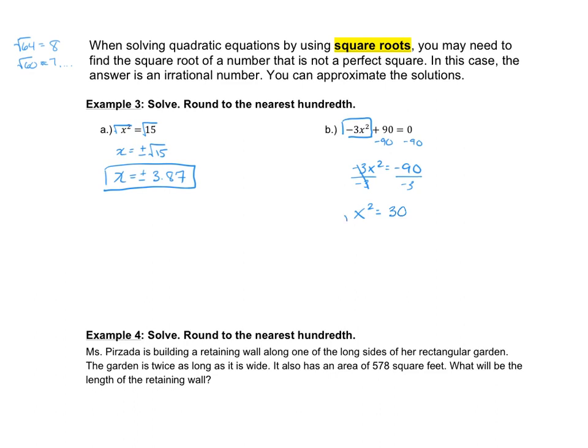Now to cancel the square, I'm going to square root both sides. So I get x equals plus or minus radical 30. But then if I round that to the nearest hundredths, then x is approximately, that's an approximately symbol if you want to use that, plus or minus 5.48.